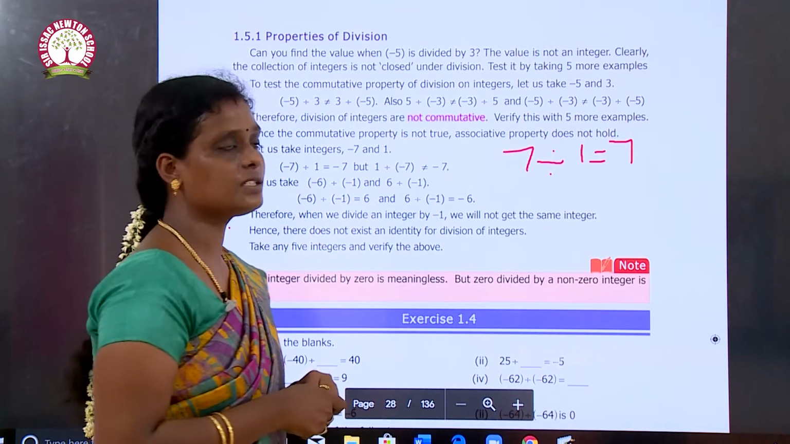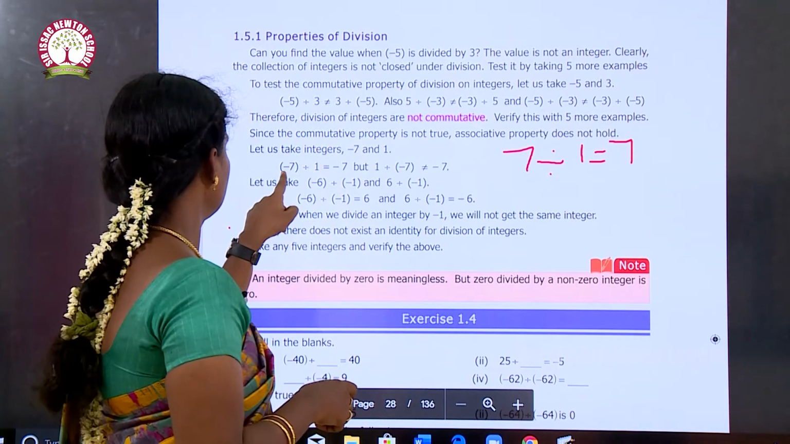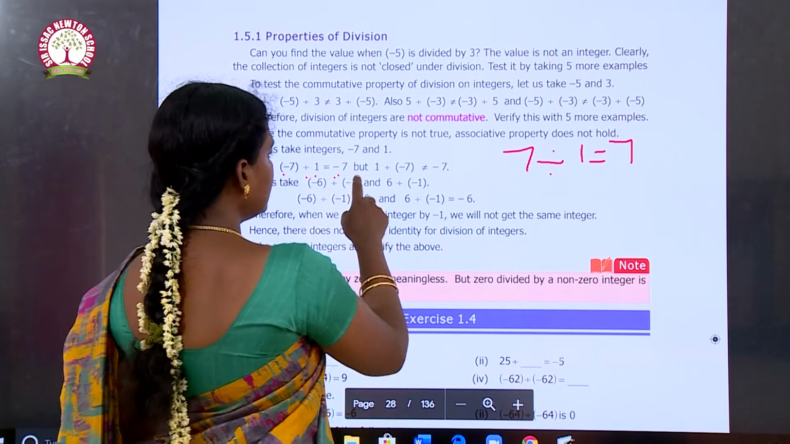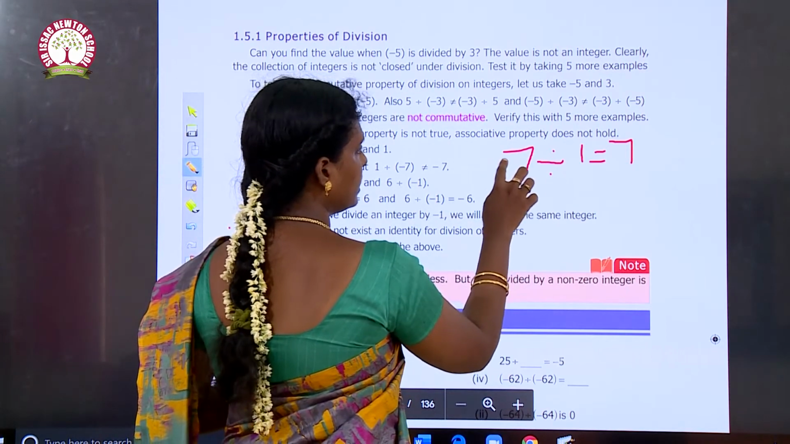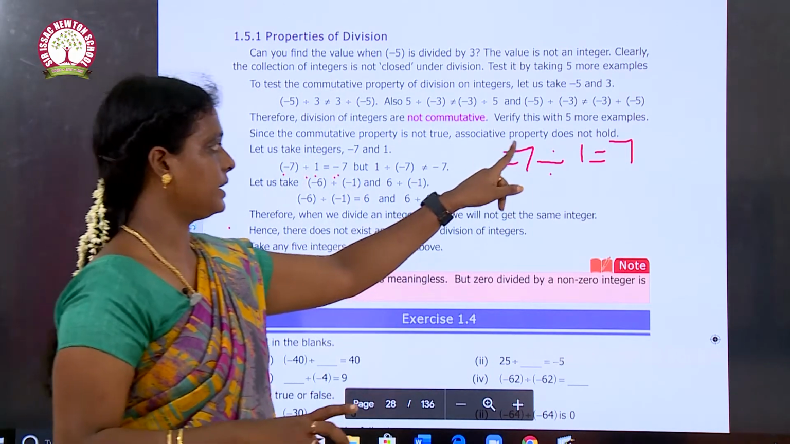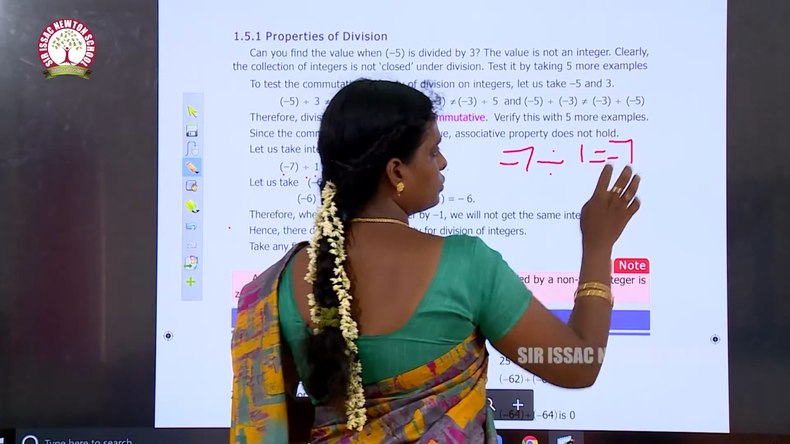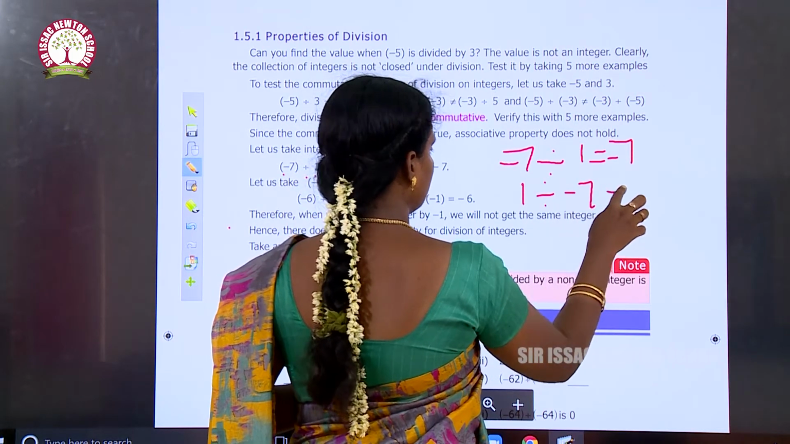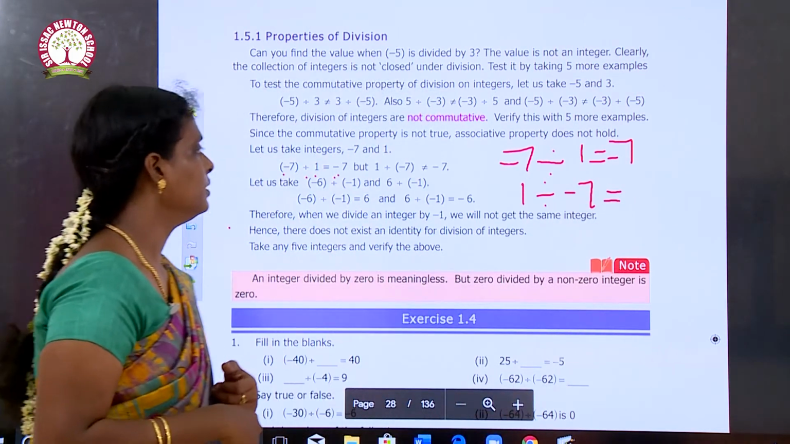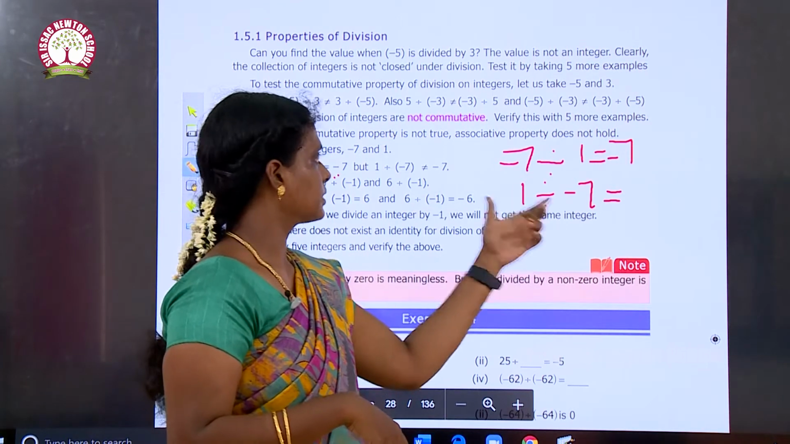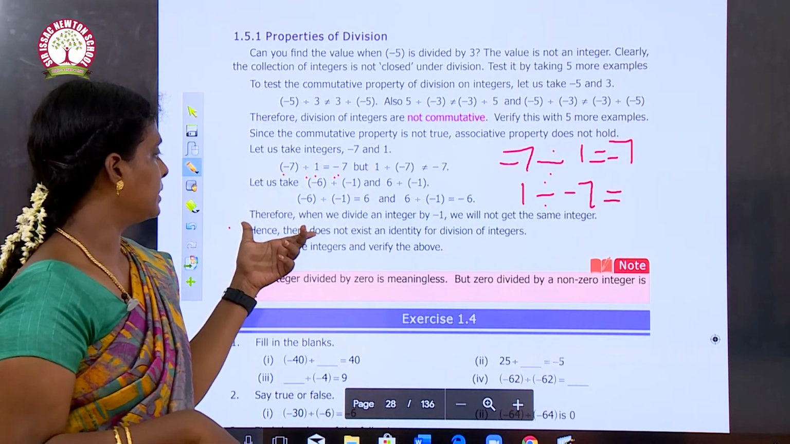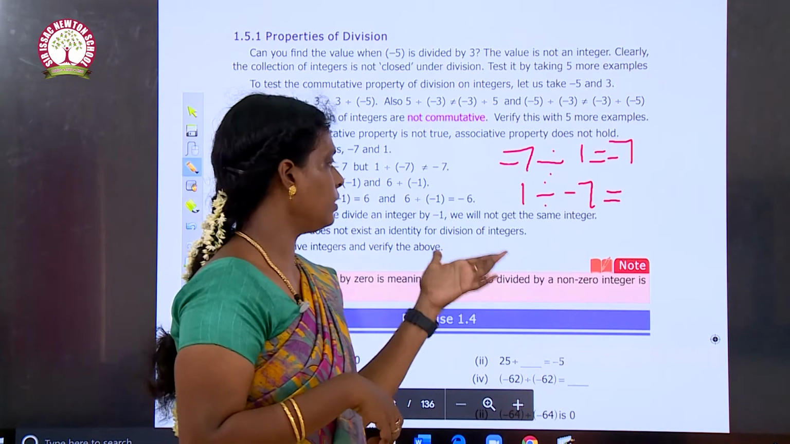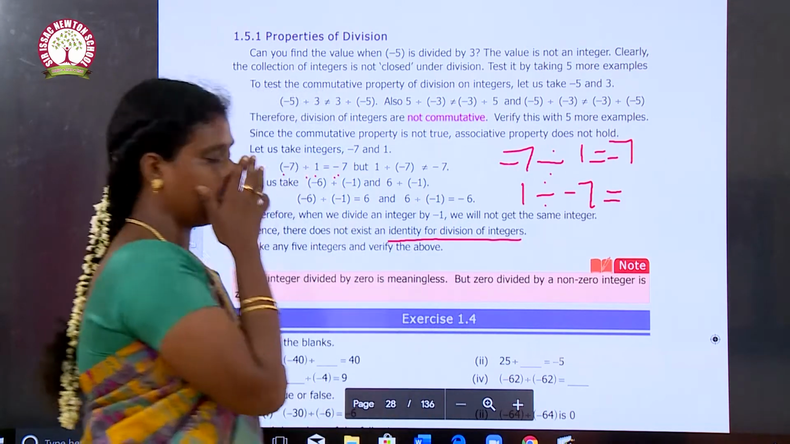But what about minus 7? Here I am taking minus 7. Minus 7 divided by 1 is equal to minus 7. But what about 1 divided by minus 7? What will be the answer? So there is no identity for division. There is no identity for division of integers, okay.